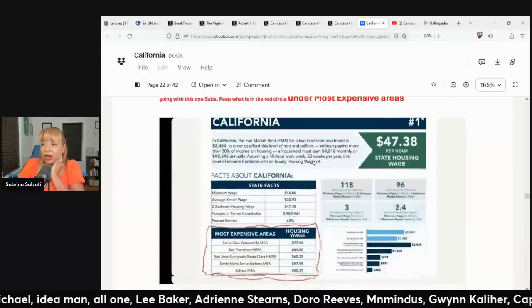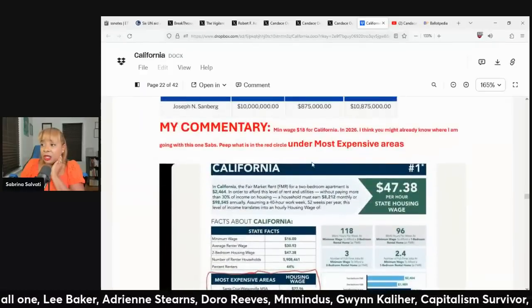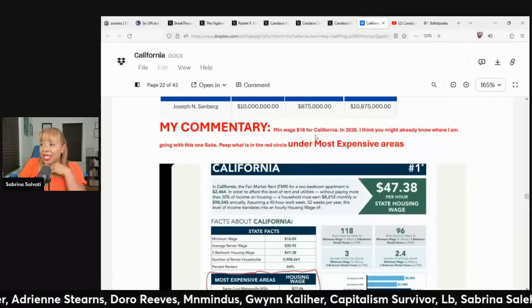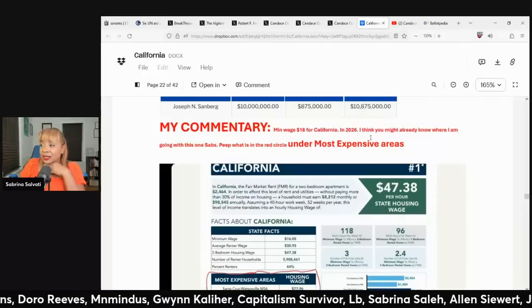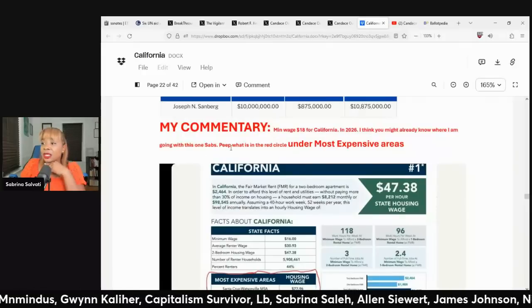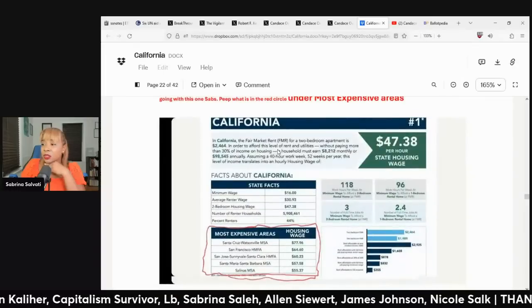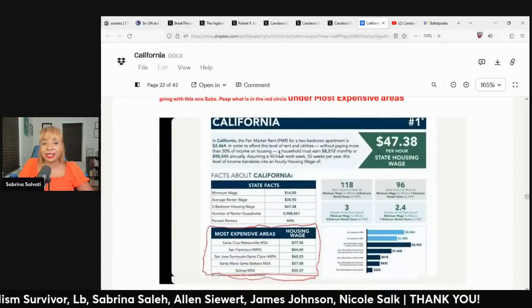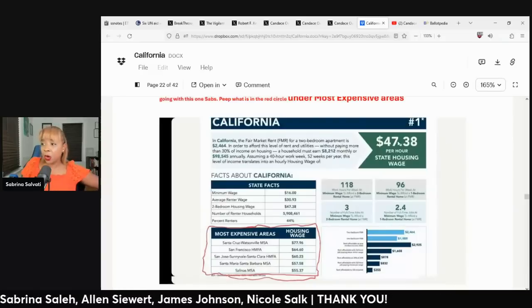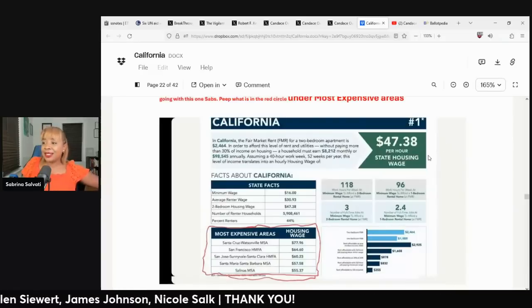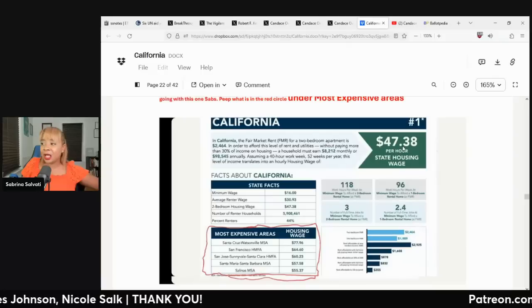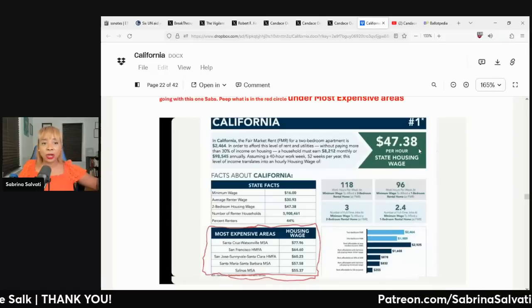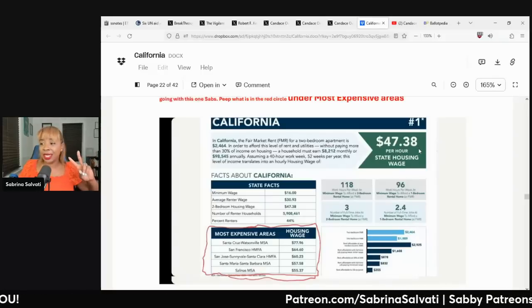And there's a note here. Oh, thank you. And thank you for this, Roger. Minimum wage, $18 for California in 2026. I think you might already know where I'm going with this. Peep what is in the red circle, most expensive areas. Yeah, this is what people need to see. From the Out of Reach report for California, it says you need to make $47.38 an hour to afford a 2-bedroom rental in California.